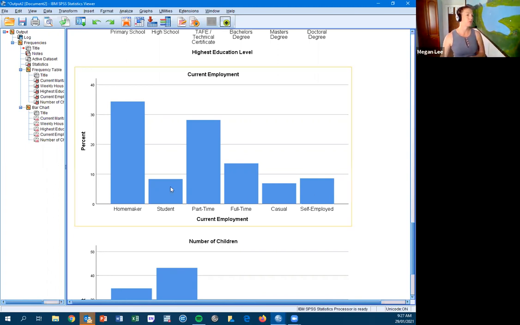Very interesting. I would split this one into homemakers by themselves, students by themselves, and then I would put part-time and casual together and full-time and self-employed together, and report them like that in the characteristics table.